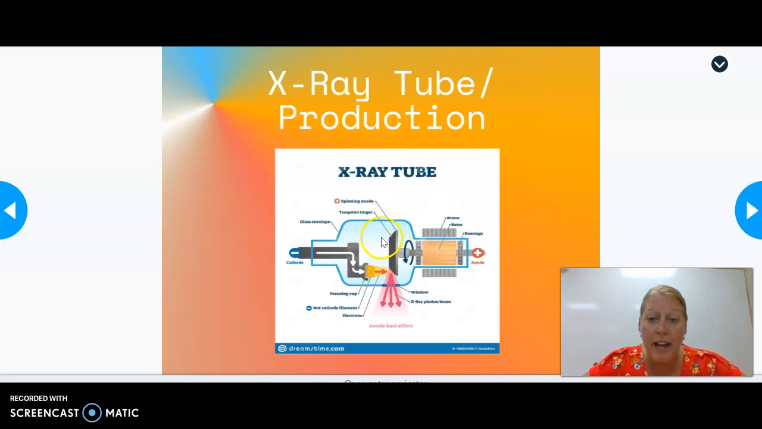I've placed here a diagram of the X-ray tube. It explains all the parts to it. So this is something you are going to want to look over and understand. We are going to go through it throughout the lesson. And in this lesson we're going to learn where the different parts are housed within the tube, what their functions are, and ultimately how X-rays are created.